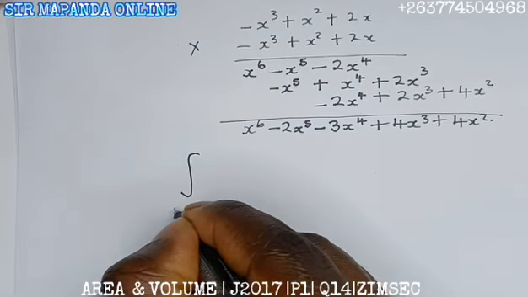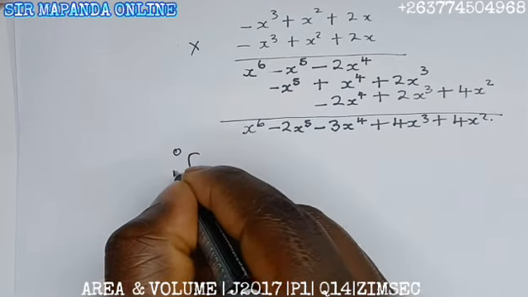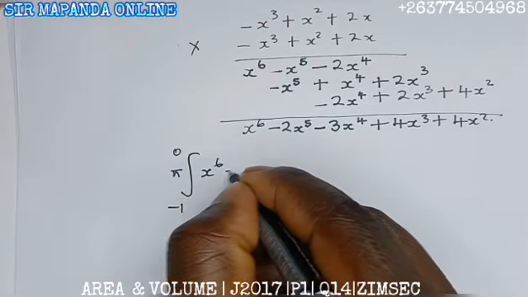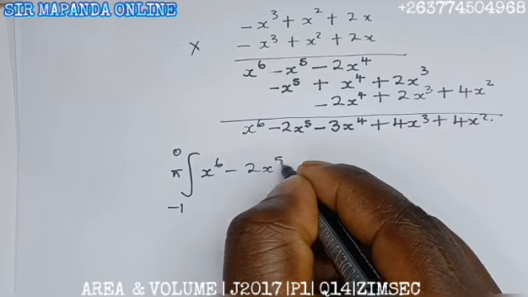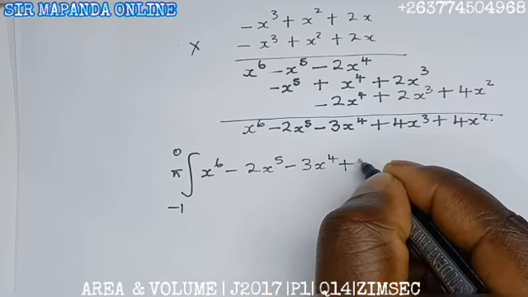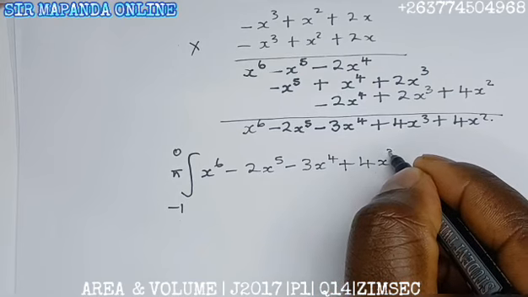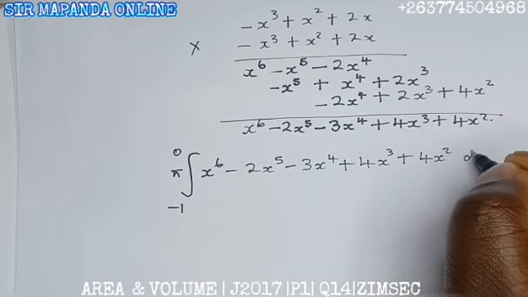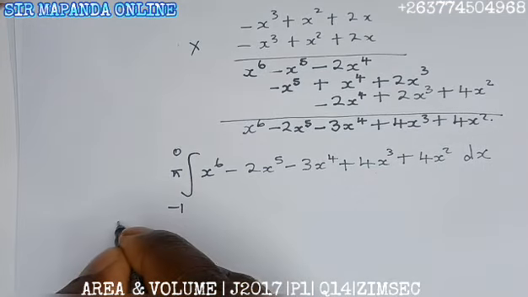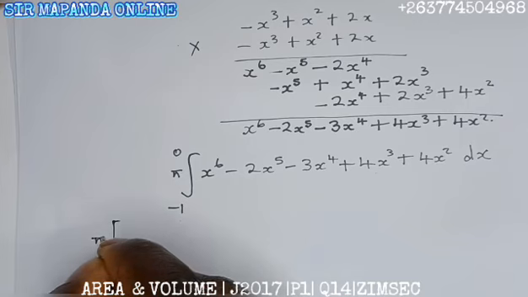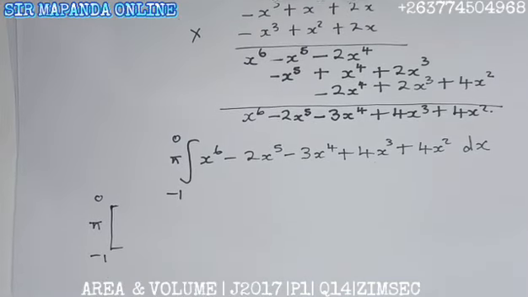So you put your limits from -1 to 0. You put your pi here. x to the power of 6 minus 2x to the power of 5 minus 3x to the power of 4 plus 4x to the power of 3 plus 4x squared dx. Right? You put your limits, pi here, then you put 0.